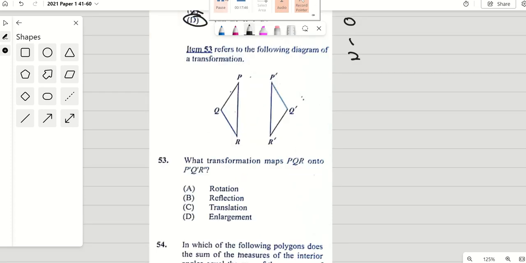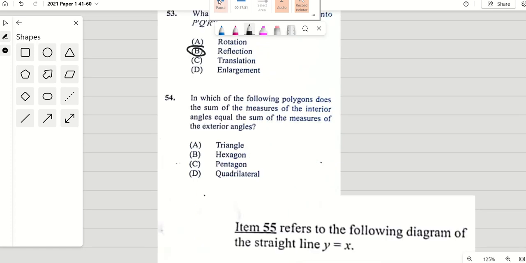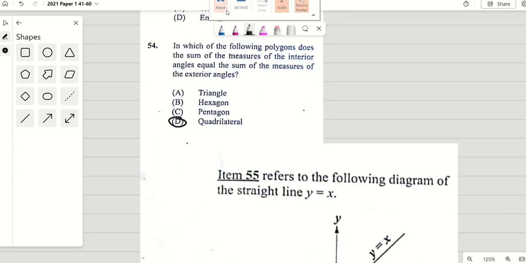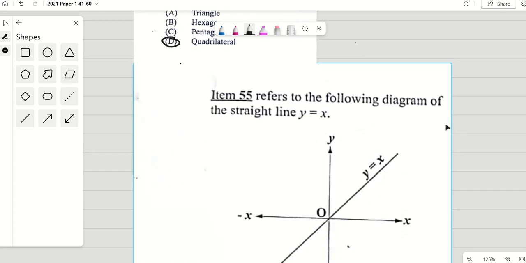Item 53 refers to the following diagram of transformation. Let's look at number 54. In which of the following polygons does the sum of the measure of interior angles equal the sum of the measure of exterior angles? For this question, the answer is D. The sum of the exterior and the sum of the interior are equal, right? The sum of the interior angles in a quadrilateral is 360, and the sum of the exterior angles in a quadrilateral is also equal to 360.